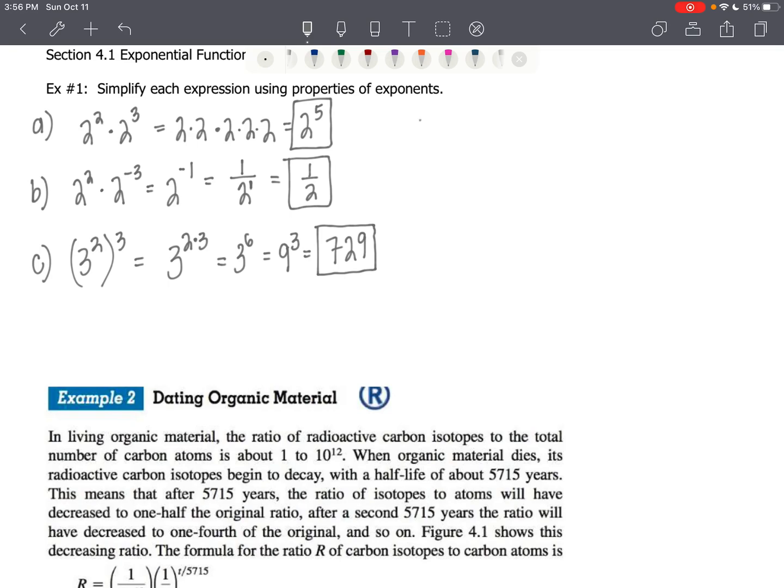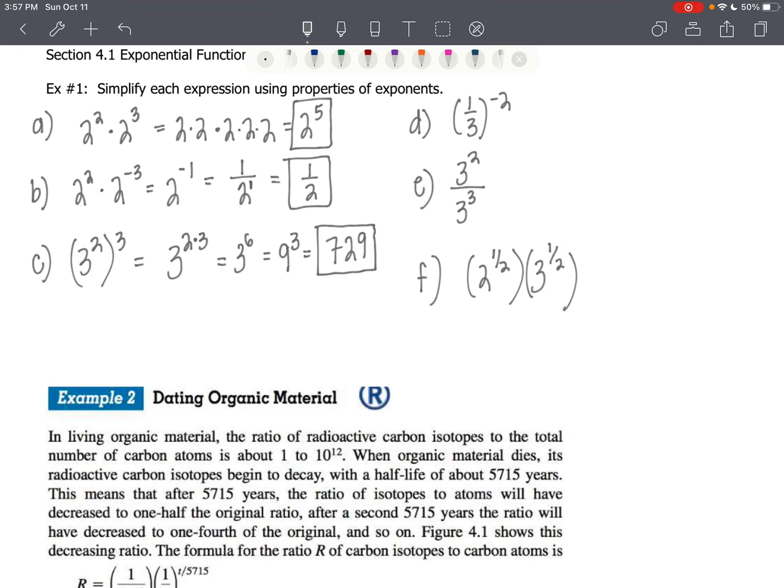Okay, let's do 3 more. So we're going to have 1/3 raised to the negative 2 power. We'll have 3 squared over 3 cubed. And then we'll have 2 to the 1/2 times 3 to the 1/2. So we'll start with D. 1/3 raised to the negative 2 power is the same thing as 3 over 1 raised to the 2nd power. And that would be 9.